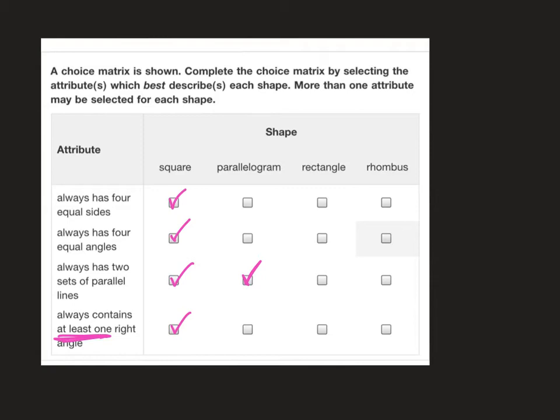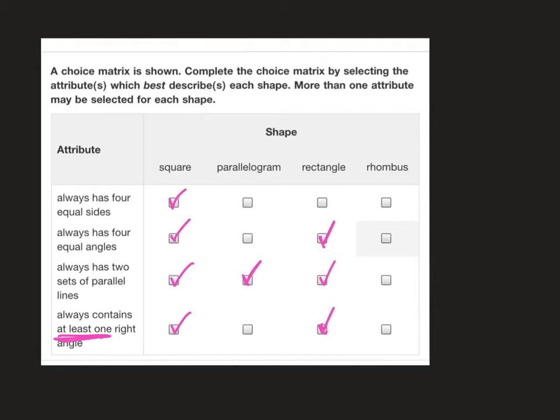All right, next one. Rectangle always has 4 equal sides. Not true. Always has 4 equal angles. That is true because a rectangle has to have 90 degrees in each corner. Always has 2 sets of parallel lines. Correct. Always contains at least one right angle. That is true. It actually contains 4 right angles, so that is a correct statement.